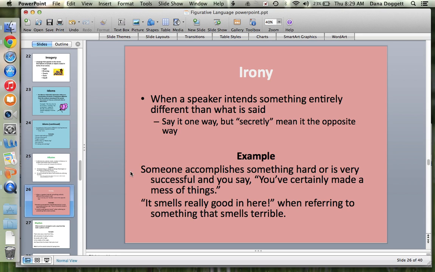For example, if somebody accomplishes something hard or is very successful, you might say sarcastically, well, you've certainly made a mess of things. Or, we all had this example the other day when somebody left milk in the desk. You could walk in and say, it smells really good in here, when referring to that terrible smell that was coming out of that desk.